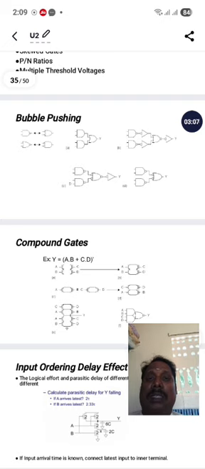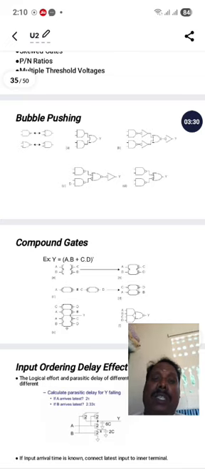Simply consider any circuit. Here I have a circuit where two AND gates are connected in parallel to an OR gate. Let us put some variables over here: a, b, c, d. So y is equal to ab plus cd. This is a simple expression of the first diagram.